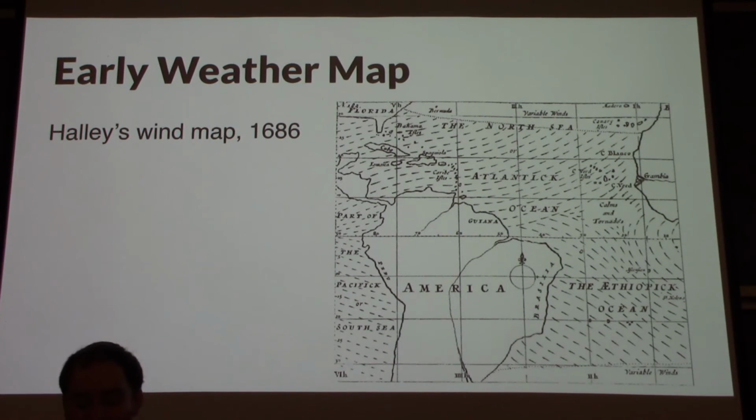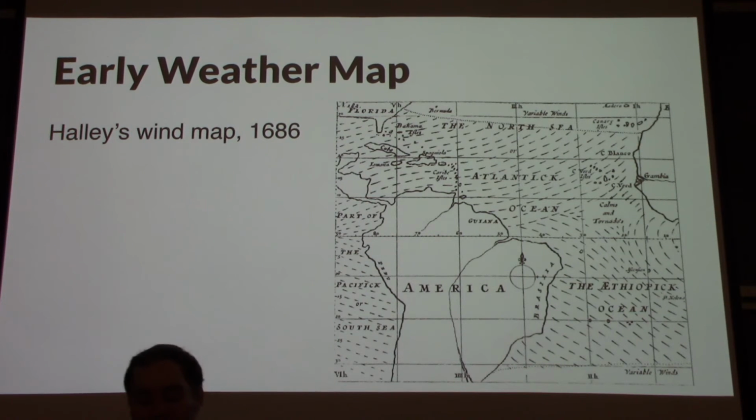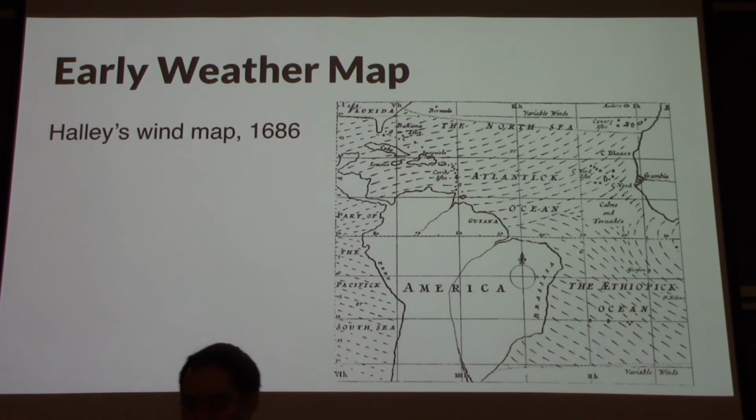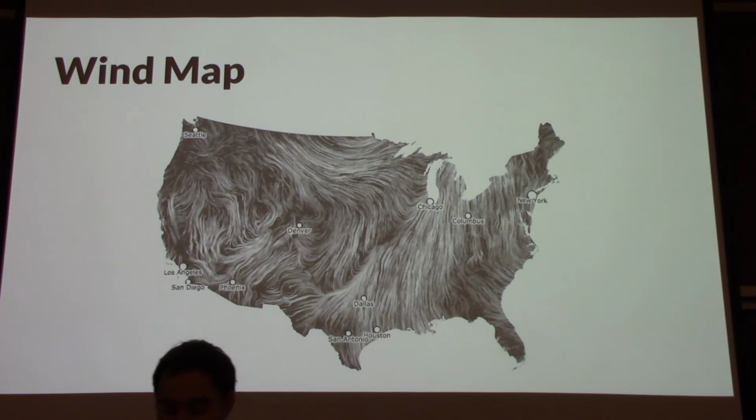And then here's an early map, again relevant for navigating at sea, Halley's wind map, so the major wind directions in the Atlantic. And you've seen this one before. This is this interactive wind map. Oops, the link is dead.